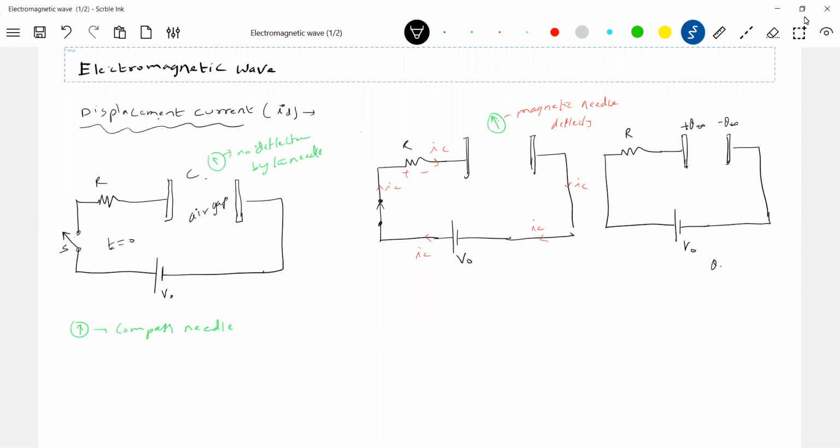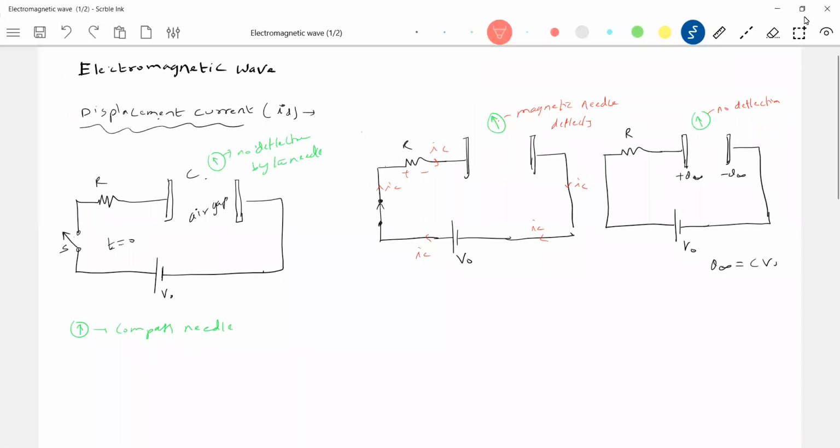Okay, what is that Q infinity? Q infinity is the steady state charge, C V naught. If I go and check the needle now, again if I check the needle, no deflection. Compass needle, or magnetic needle, no deflection. From where is this magnetic field coming? So this was the primary question we have to ask. We have to search for a source. Is there anybody who will produce such a magnetic field?